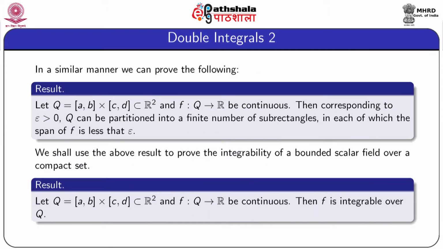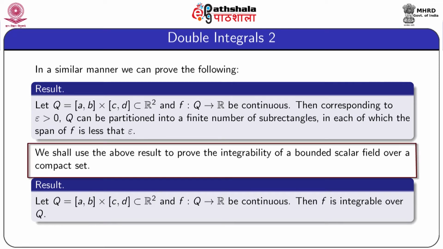In a similar manner, we can prove the following result. Let Q equal to [A,B] cross [C,D], a subset of R2, and f from Q to R be continuous. Then corresponding to arbitrary positive epsilon, Q can be partitioned into a finite number of subrectangles in each of which the span of f is less than epsilon.